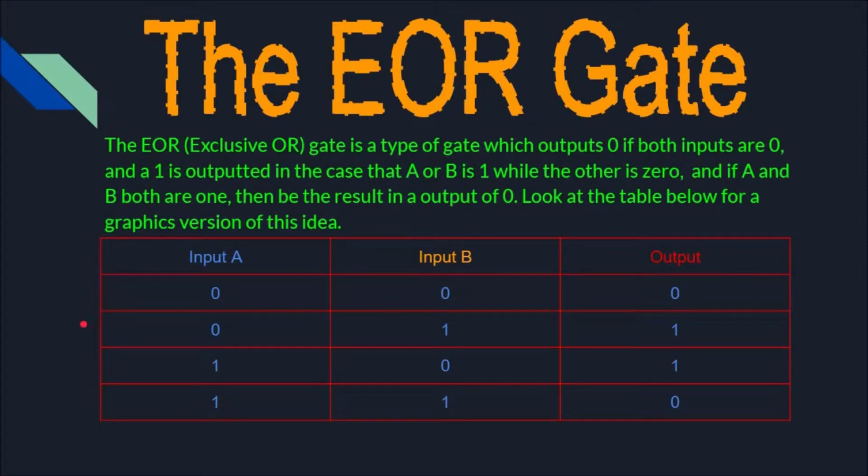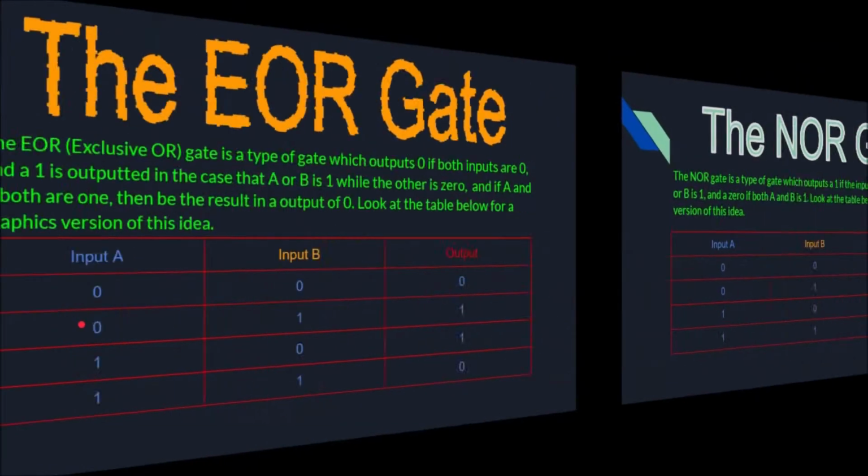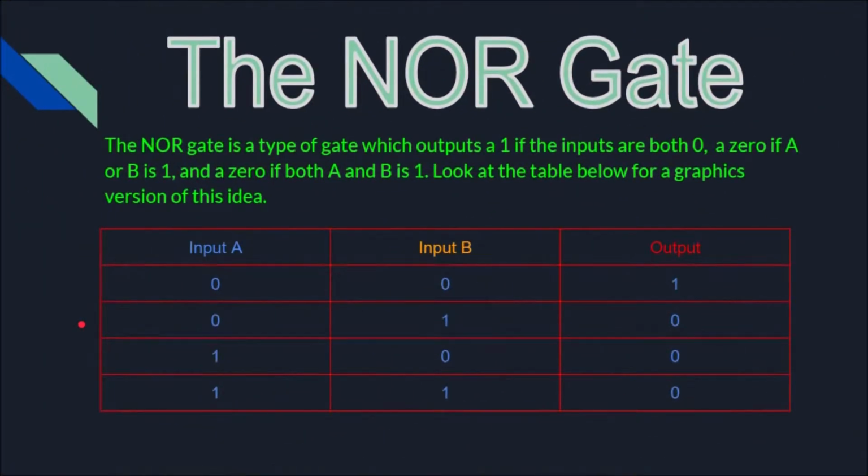Okay, so let's go on to the next type of gate, which is the NOR gate. The NOR gate is a type of gate which gives you a 1 if both of the inputs are 0, a 0 if A or B is 1, and a 0 if both of the inputs are 1. Look at the table for a graphics version of this concept.